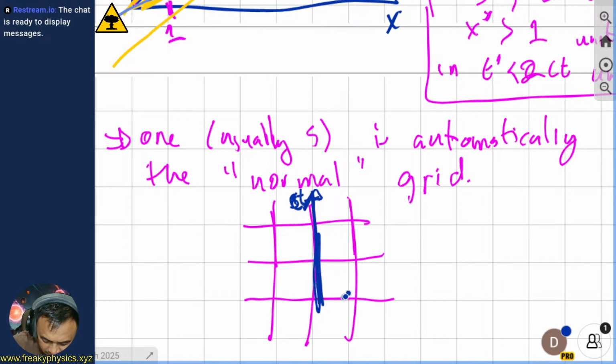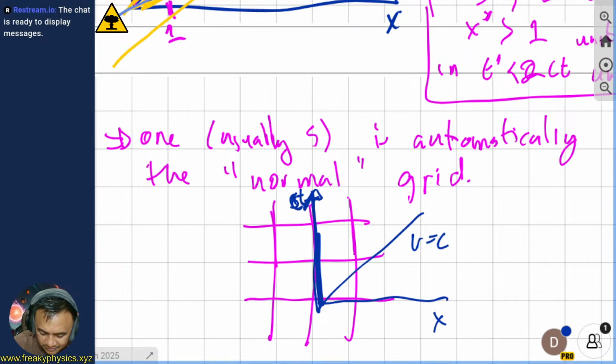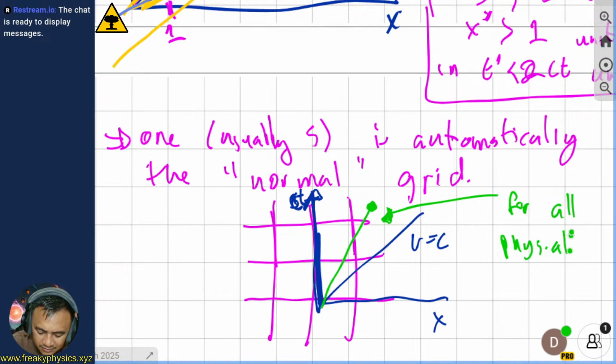This is CT, and this is X. So again, this is v equals c. Now, what do you draw here? The next drawing would be this. One thing about this is that it will always lie between these lines. Okay, not always, but for all physically valid events, they're always going to be between the CT and the v equals c lines.